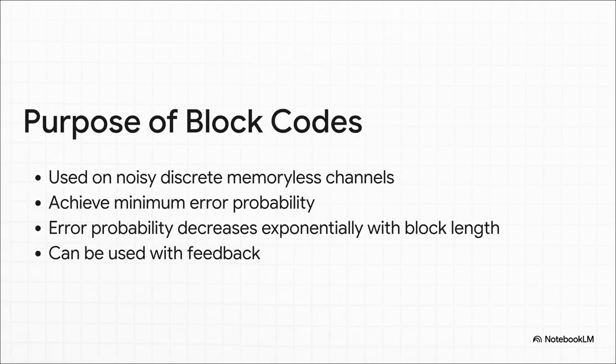Block codes work by taking a chunk of your data, a block, and adding some clever, redundant information to it. But here's the magic. The longer you make that block of data, the chance of an error doesn't just go down, it plummets. It drops exponentially. And that's an incredibly powerful way to make sure your message arrives in one piece.